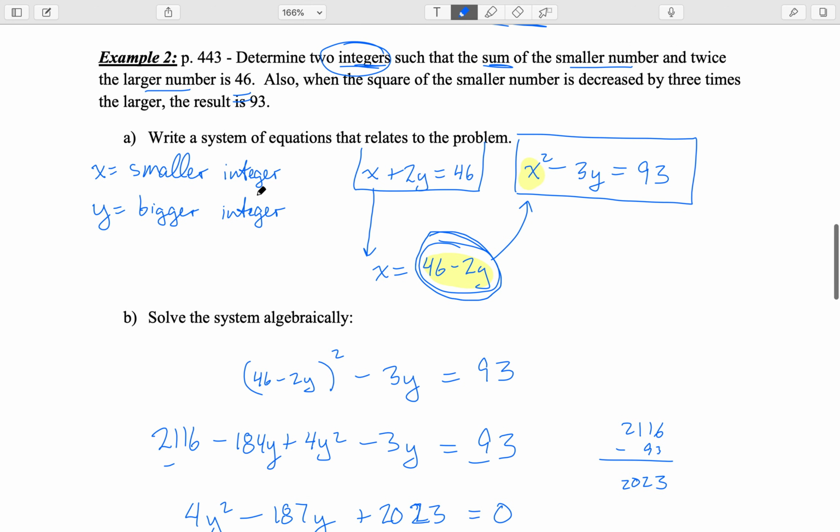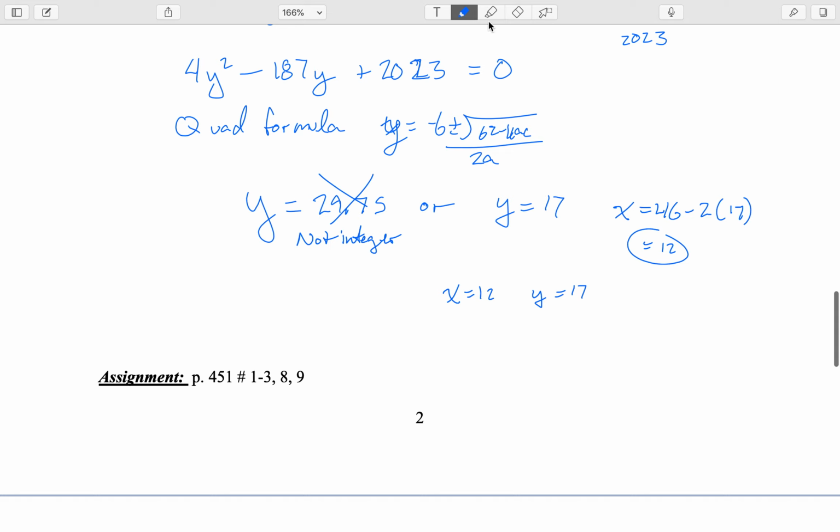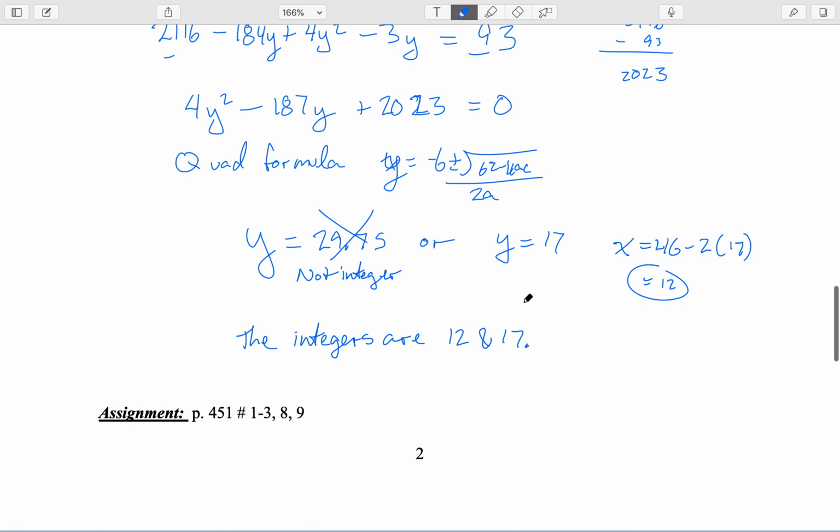Hang on, is that answering the question? Solve the system. It says when the square is, the result is this. So determine the two integers. Here we go. So here's my answer. I haven't actually answered it. To answer the question, I should say the two integers. The integers are 12 and 17.